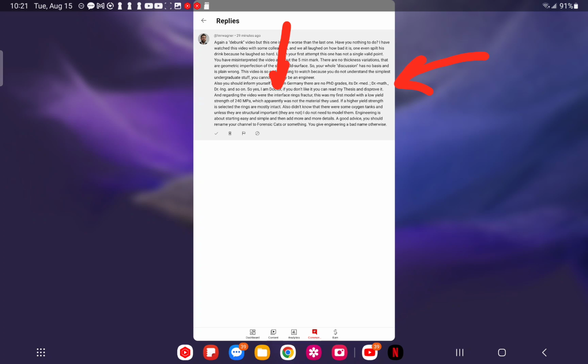And regarding the video where the interface rings fracture, this is my first model. I don't care if it was your first model. All right? I do a long series to get people where they're going, to teach them where they're going. You made a conclusive file. A conclusive file said this is it. You presented it. That one alone is defective. Even if you didn't have the interface rings failing, still defective.